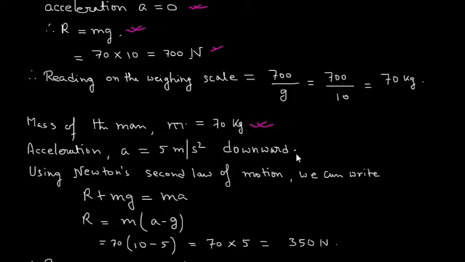Mass of the man m is equal to 70 kg. Acceleration a is equal to 5 meter per second square downward. Using Newton's second law of motion, R plus mg is equal to ma. Taking m common, R is equal to m(a minus g). Putting the value of m, a and g, we get 70 into 10 minus 5, that is 70 into 5, that is 350 Newton.